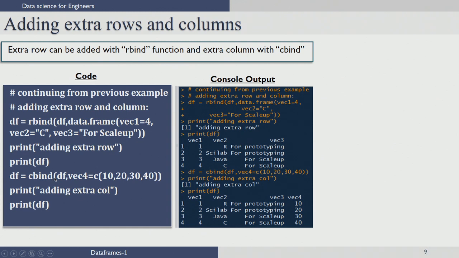Now, let us see how to add a column. Adding a column is simple. This can be done using a cbind command. The syntax for that is cbind, the original data frame and the entries for the new column. Now, I am going to add a new column called vec4 which contains the entries 10, 20, 30, 40, and when you add a new column to this and print the new data frame, you can see that this vec4 is added to the existing data frame.